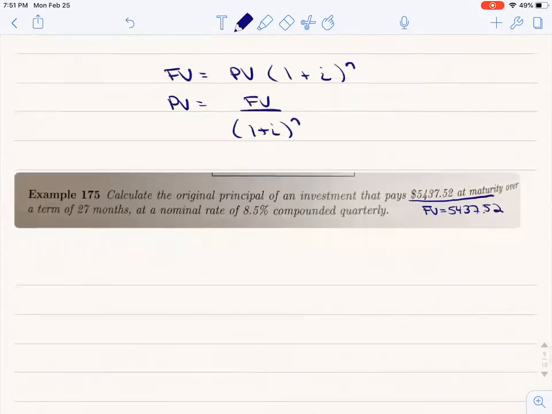And so we've got a lot of information here. So a term of 27 months, so t is 27 divided by 12. The nominal rate, r, is 0.085. And compounded quarterly, f, is 4. Right. So there's a lot of information that we have to keep track of and know what it all means. So again, even though this is a fairly simple problem, we're still going to draw a timeline just to get in the habit of drawing timelines.